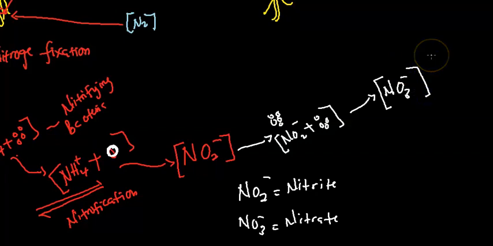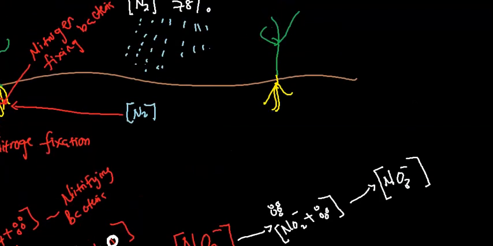At this point, the plant can absorb nitrate, because nitrite is toxic. Ammonium is also toxic. Plants and other living organisms can't use it. But when it becomes nitrate, the plant can absorb it. Let's take an example. This is the plant, and the nitrate is ready for absorption. Let's say this is how it goes to the plant.